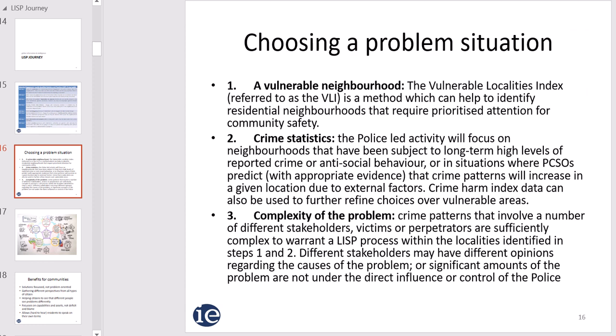So for step 1, the sorts of tools that we need to think about is to establish how important a particular location is. And we've come up with 3 different sets of criteria that we're thinking about. They're not necessarily in an order, but we might think about where a neighbourhood is particularly vulnerable.